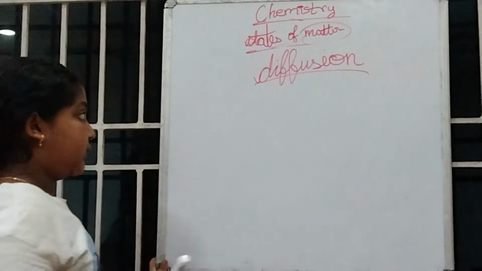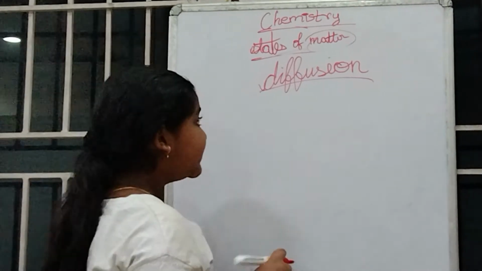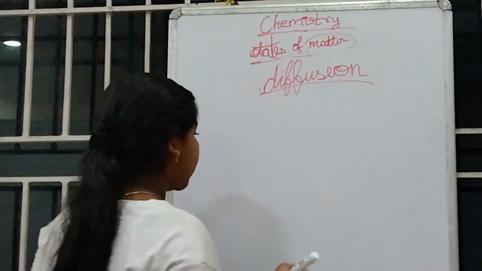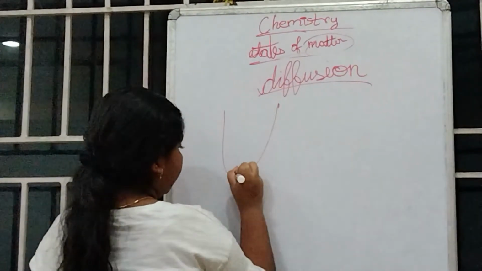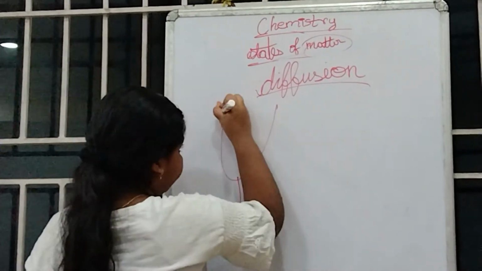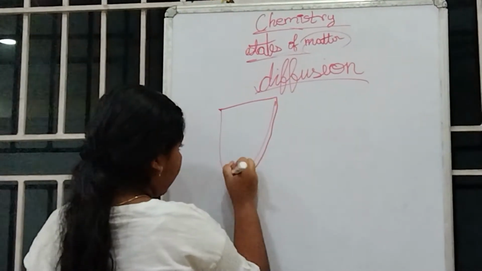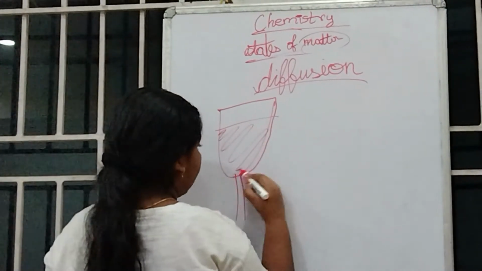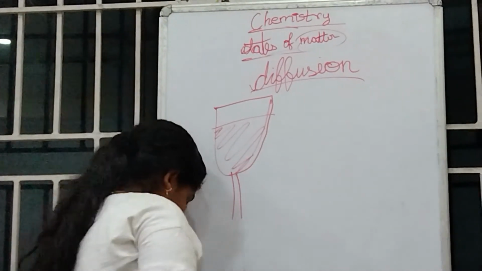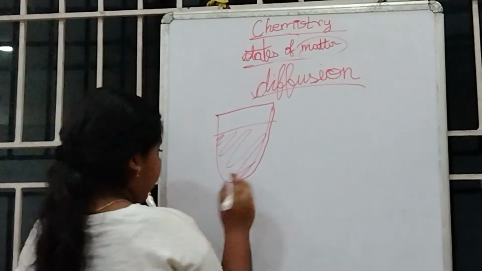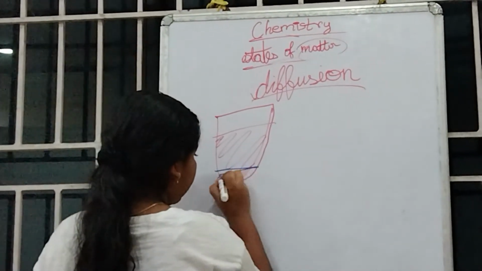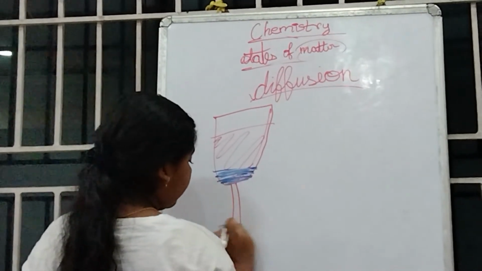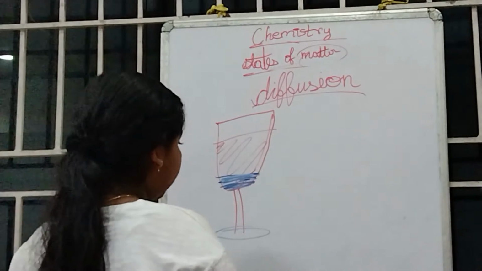And next we can see what diffusion is. Diffusion means mixing two things. For example, we can draw a cup full of water and add some food color. I am adding food color.